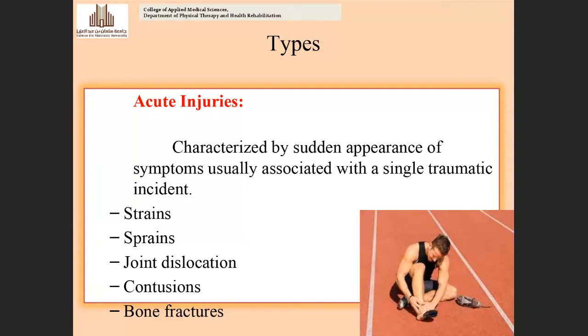And the next one is hard tissues. So what do you mean by hard tissues? Hard tissue means the bone is the only hardest structure. It is a very strong structure in our body. So you can say it is a hard tissue.